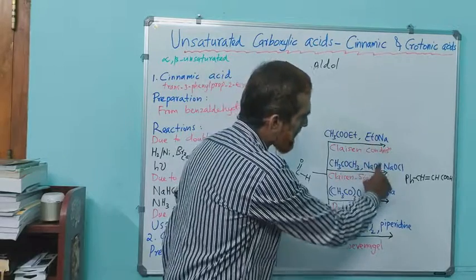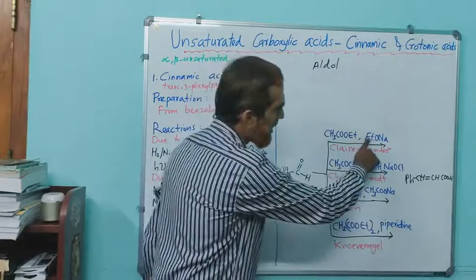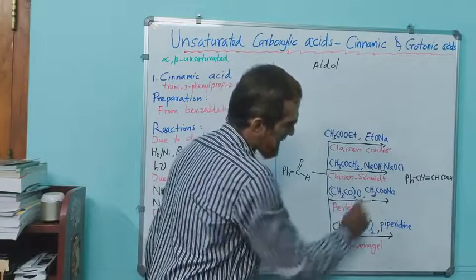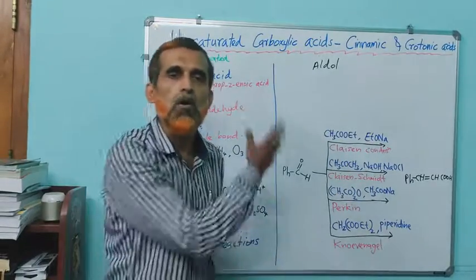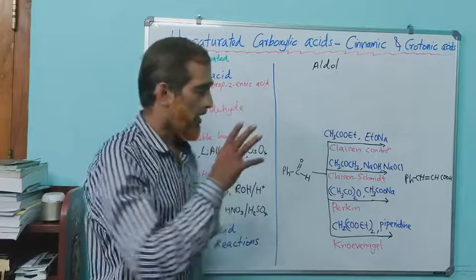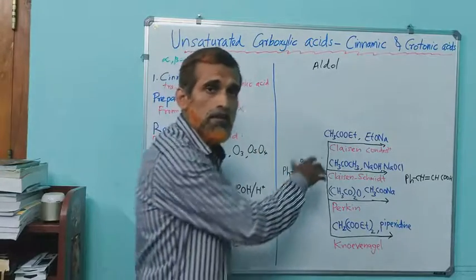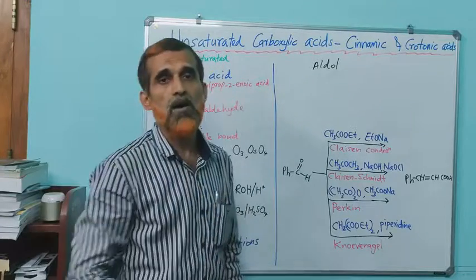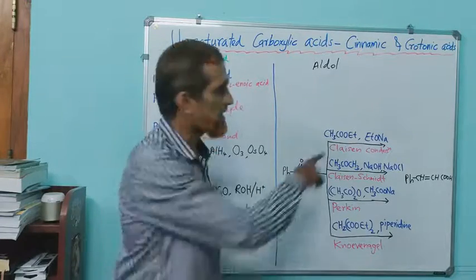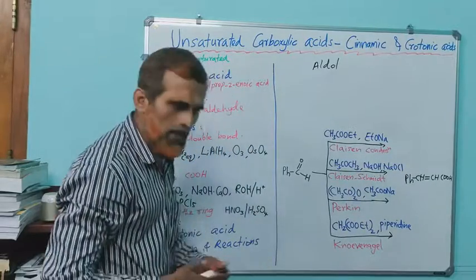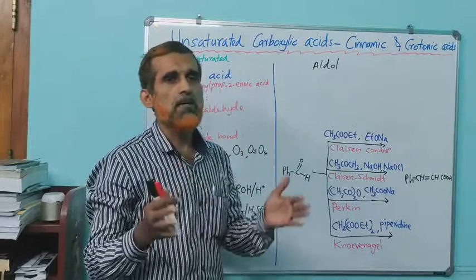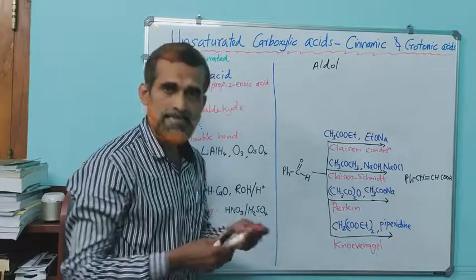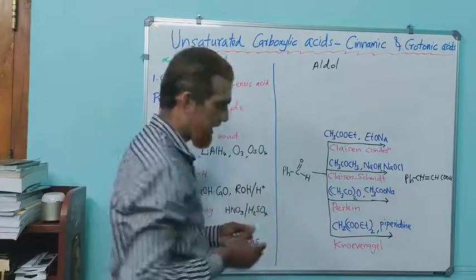Secondly, you can see a base in all cases. This is sodium ethoxide, NaOH, sodium acetate and piperidine, all are bases. So benzaldehyde reacts with a compound which contains active alpha hydrogen, acidic hydrogen, in presence of a base, forming cinnamic acid. We are not concerned with the mechanism in detail. Anyhow, we can understand the reaction in a better way.